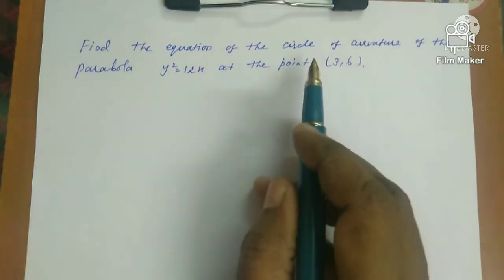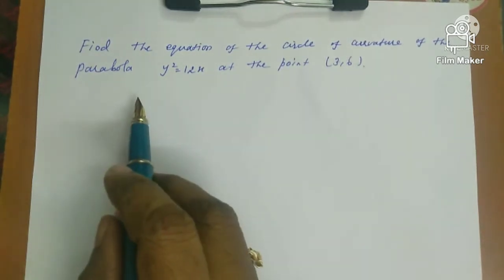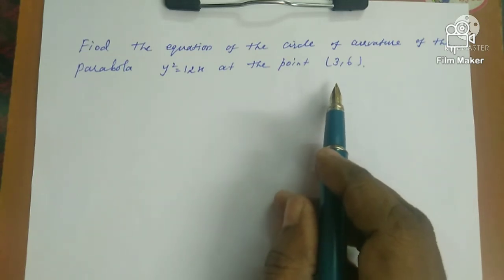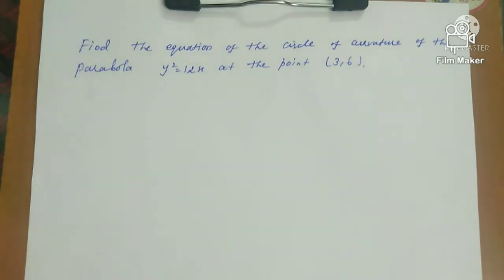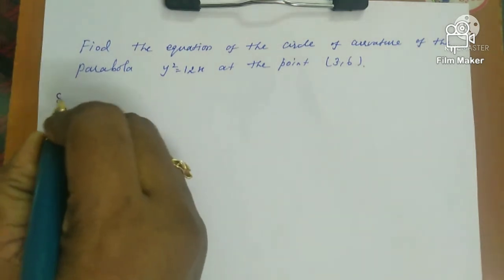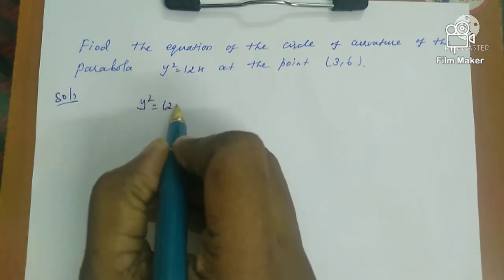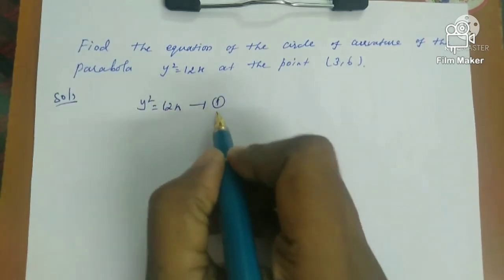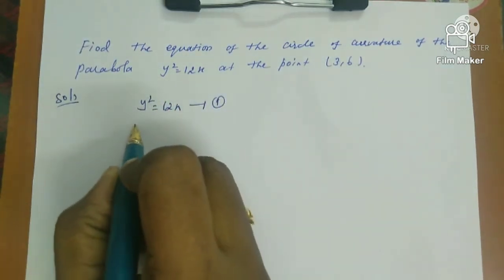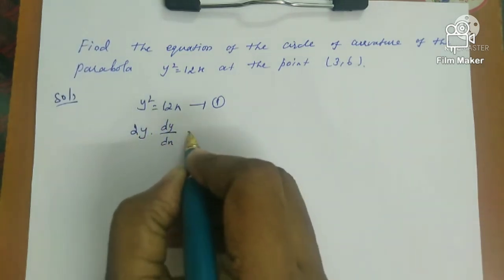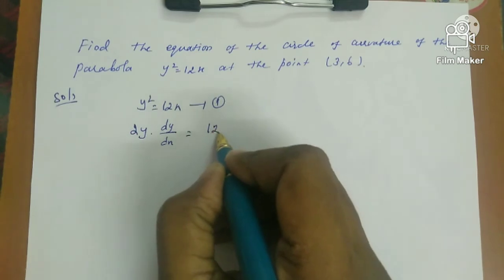Find the equation of the circle of curvature of the parabola y square equal to 12x at the point (3, 6). So here the point is (3, 6) and the curve is y square equal to 12x. First we write the given equation, y square equal to 12x. Differentiate this equation 1 with respect to x. So we get 2y into dy by dx equal to 12.